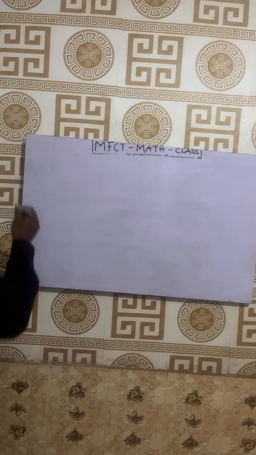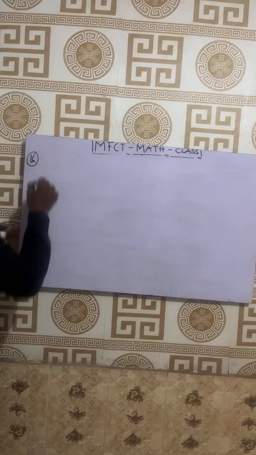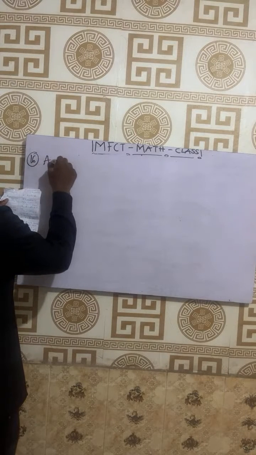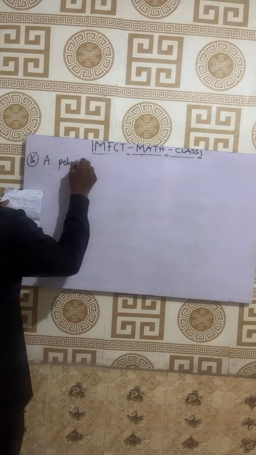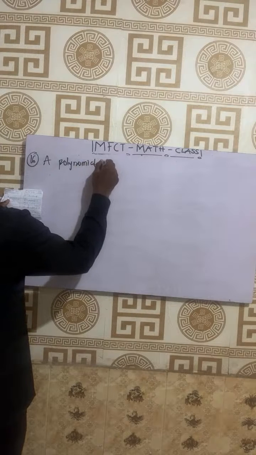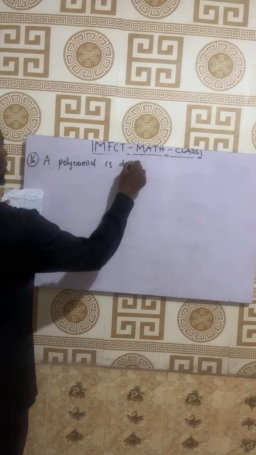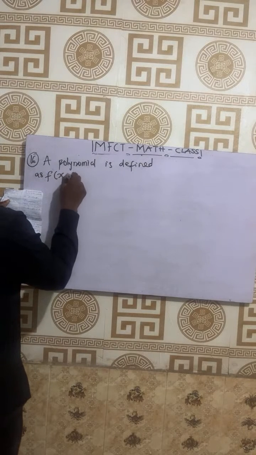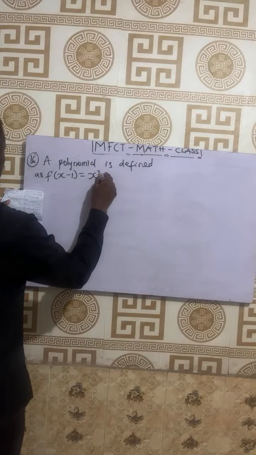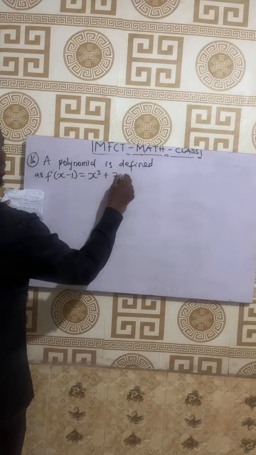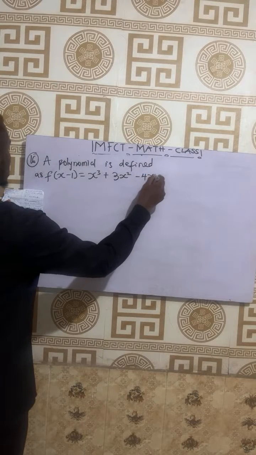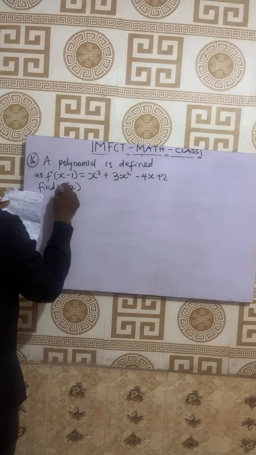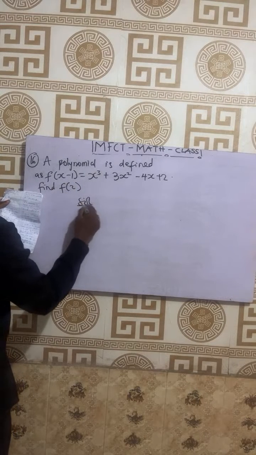Question 16. So the question is, a polynomial is defined as f(x minus 1) is equals to x raised to power 3 plus 3x squared minus 4x plus 2. Find f of 2. Guys, just write solution.